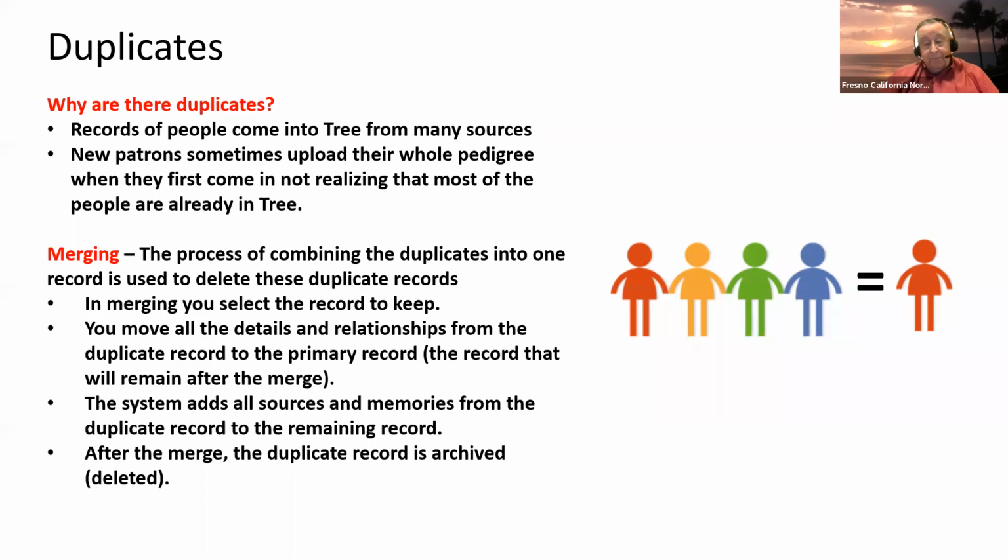In merging, you select a record that you want to keep. Usually if there's two people that are the same person, you keep the one that has the most information, and you move from the one that doesn't have all the information anything that is of value to put on the good record, the keeper. And then after you're through moving all the things that you want to keep out of that one record that we call the duplicate, we archive or delete that record.